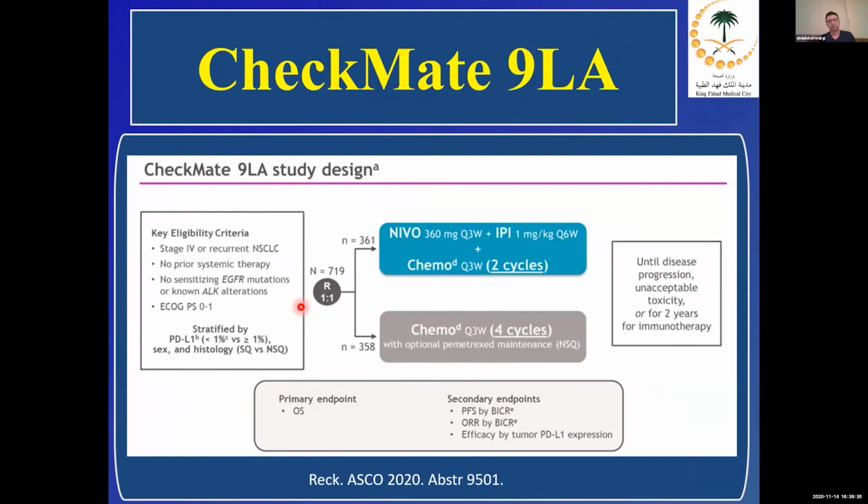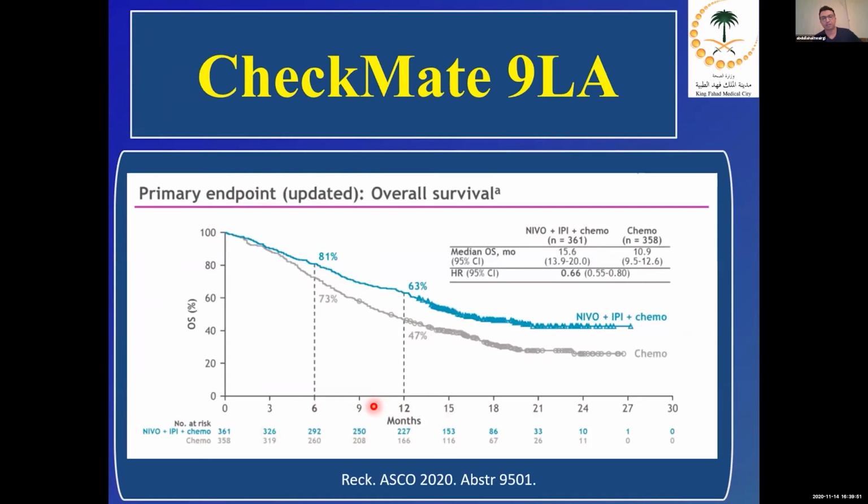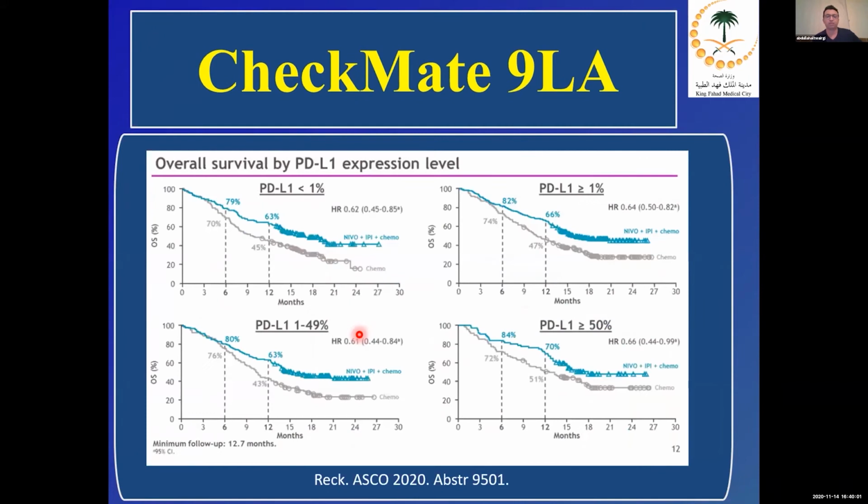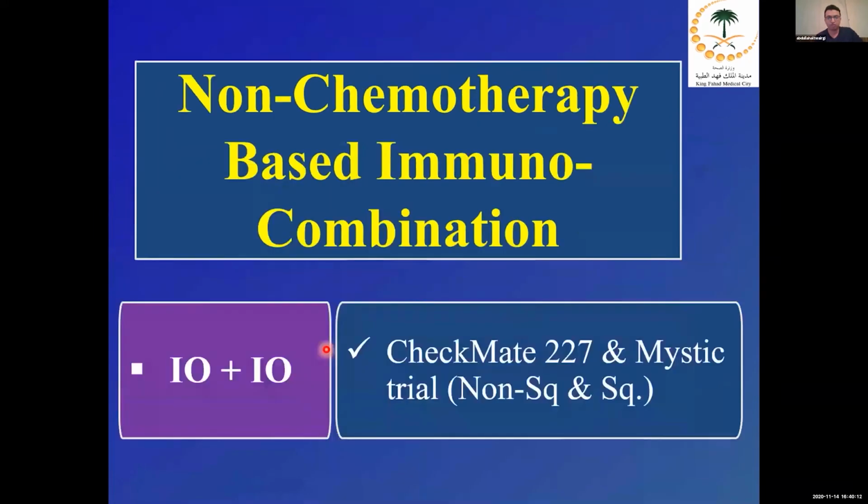CheckMate 9LA also came up this year, and it was more of a dual immunotherapy, looking at 2 different checkpoint inhibitors, Nivo, Ipi, with 2 cycles of chemotherapy versus chemotherapy alone. And this trial, in line with other trials, showed that chemo plus dual immuno is better than chemotherapy alone. There was quite a clear difference when it comes to survival that was also seen across different PD-L1 expression, whether negative, positive, high, or low expression. All of them do benefit from the treatment.